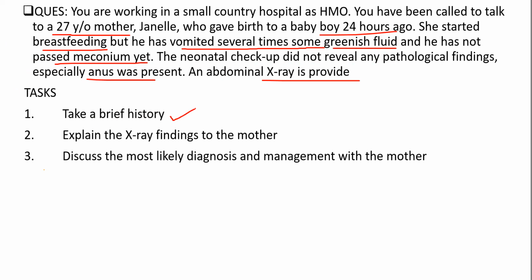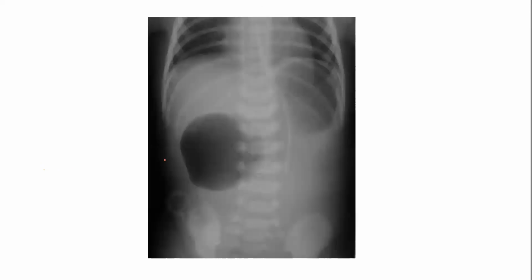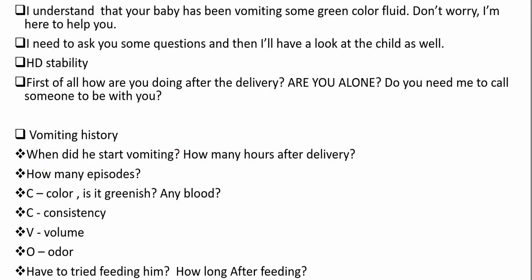Take a brief history. Now, the history sometimes could be history from the nurse, could be history from the mother. Explain the X-ray to the mother. Discuss the most likely diagnosis and management with the mother. Okay, so the history, and this is the X-ray that has been provided. You can see the double bubble sign. We'll come to the X-ray just in a bit.